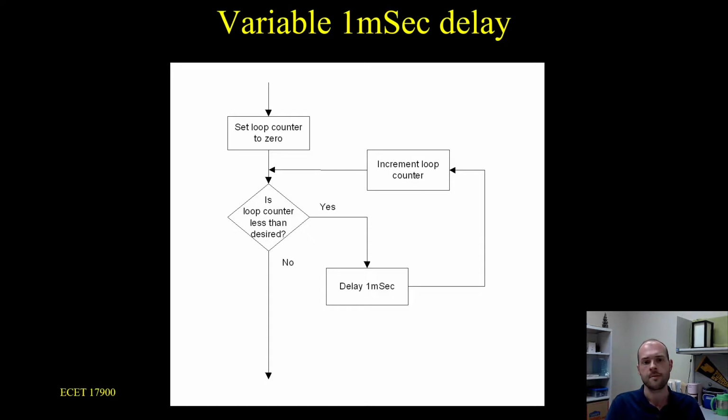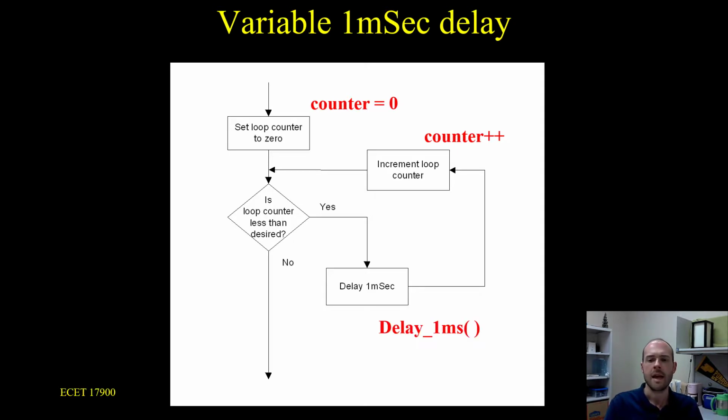We set a loop counter to 0. Is the loop counter less than the desired number of milliseconds? If it is, we'll run the delay 1 millisecond one time, and then we'll increment the counter and check it again. So coding-wise, our counter for the amount of milliseconds this function is going to run starts at 0, and you see the counter equals 0. Once we delay 1 millisecond, we increment it. So counter plus plus means we've delayed 1 millisecond.